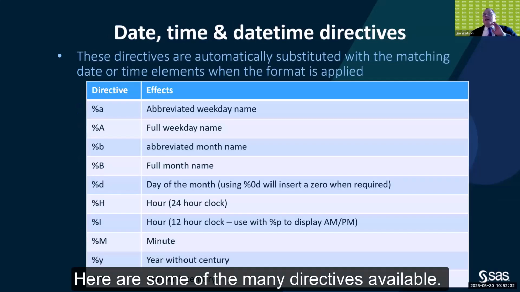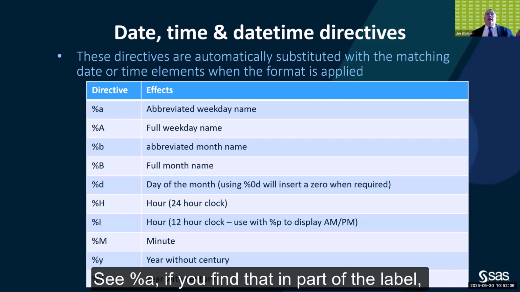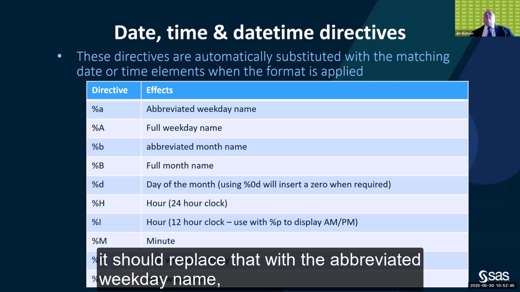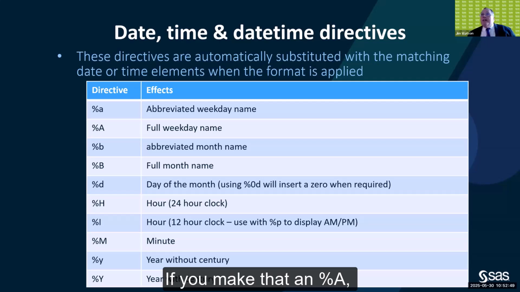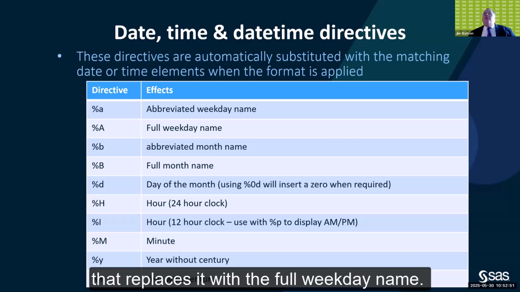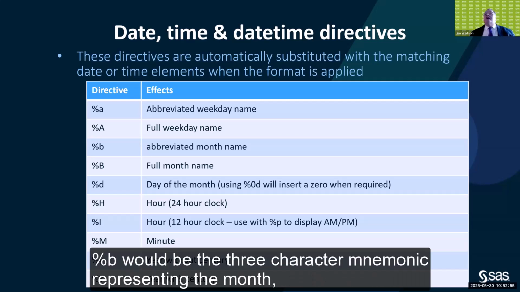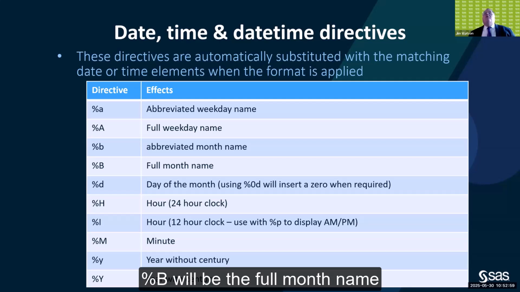Here are some of the many directives available. Note how they are case sensitive. See, ampersand lowercase a, if you find that in part of the label, and as far as the system is aware that is indeed a date or datetime type, it should replace that with the abbreviated weekday name, normally just the first 3 characters. If you make that an uppercase A, that replaces it with the full weekday name. Same principle applies to month. Lowercase b would be the 3-character mnemonic representing the month, and of course, uppercase B would be the full month name.